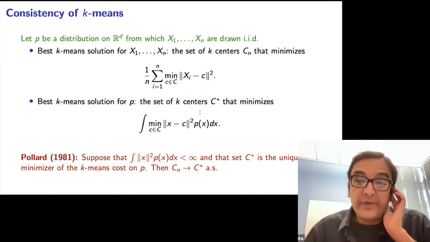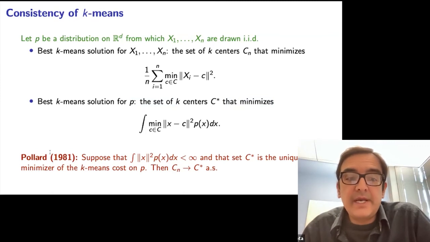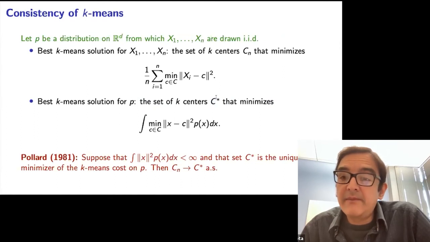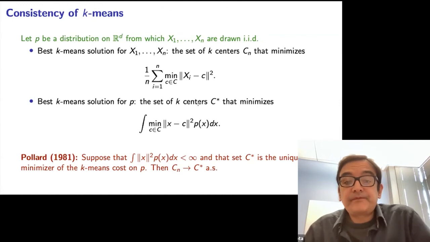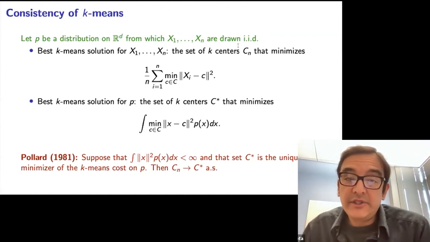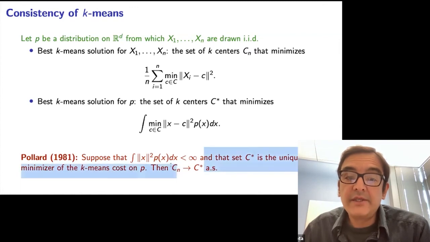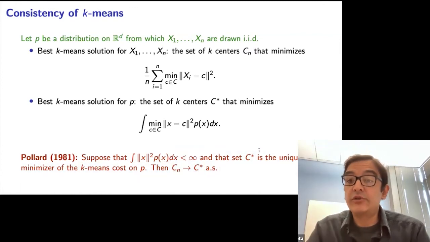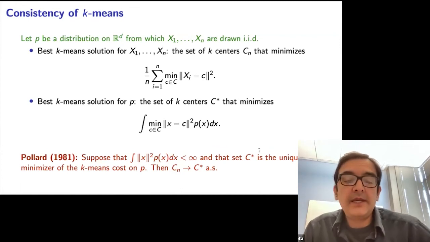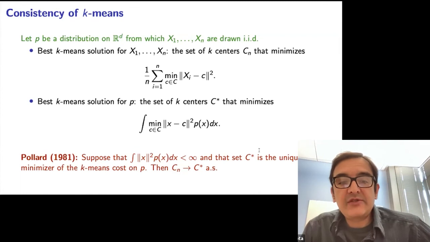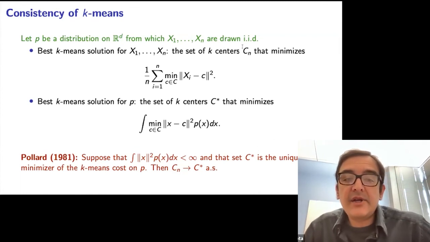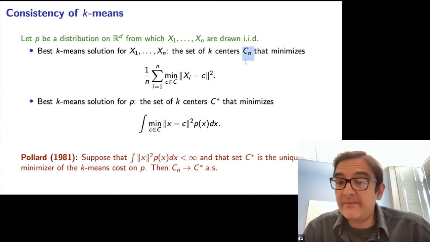So what is the relationship between these two? What Pollard showed in 1981 is that if this distribution has finite second moment, and if this set of k centers, C star, is unique, then the solution to k-means converges almost surely, as n goes to infinity, to the solution for the underlying distribution. Okay. And so this sounds like a nice result, but the problem is that C_n is not something we can actually produce because it is the solution to an NP-hard problem.